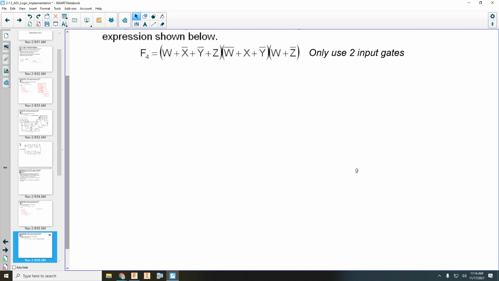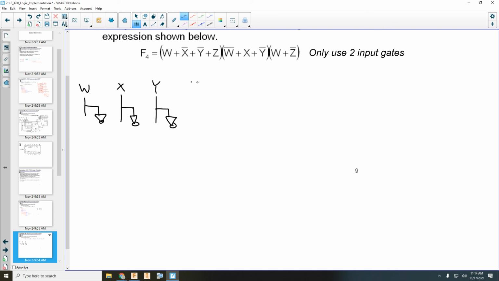Do they all 4 need inverters? I have an X, a Y naught, a W naught, and a Z naught. I need all 4. So, if I draw this out, there's my W, X, Y, Z.